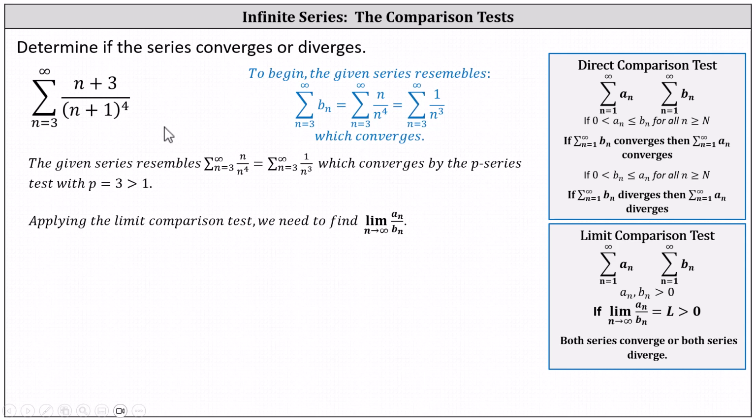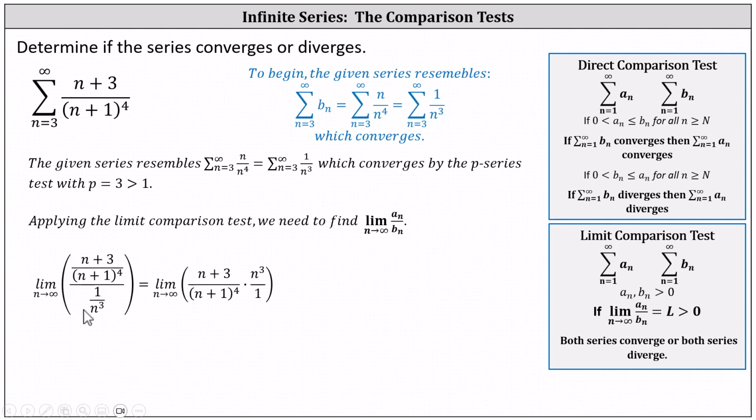So again, to apply the limit comparison test, we now need to find the limit as n approaches infinity of a sub n divided by b sub n. We will let a sub n be the formula for the given series, and b sub n be the formula for the series we're comparing to. So again, we start with the limit as n approaches infinity of a sub n divided by b sub n, and now let's change this quotient into a product by multiplying by the reciprocal of 1 divided by n cubed, which is n cubed divided by 1.